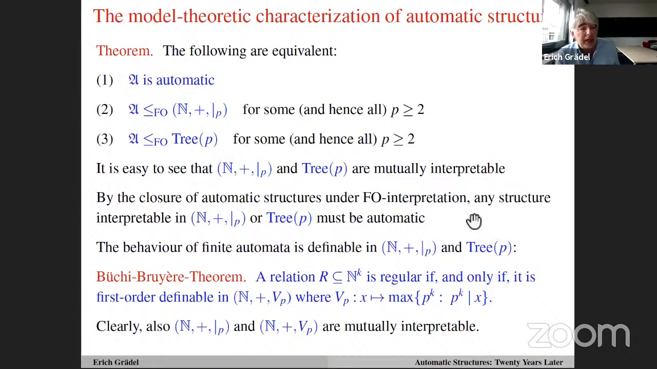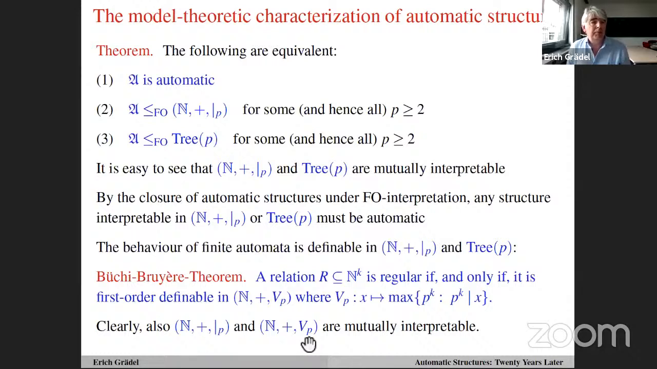On the other side, the behavior of finite automata is definable in this universal automatic structure. And for this, we can use a classical theorem from automata theory and logic, usually referred to as the Büchi-Bruyère theorem, that a relation over the natural numbers is regular if and only if it is first order definable in the expansion of Presburger arithmetic by the function V_p mapping every natural number x to the maximal power of p that divides it. Well, this was proved a long time ago by Büchi and Bruyère, and it is not difficult to see that this universal automatic structure and the structure using this function V_p are very close, and are mutually interpretable into each other.